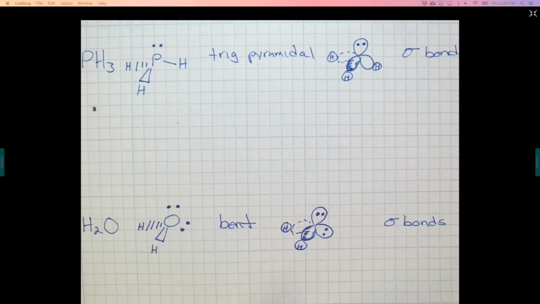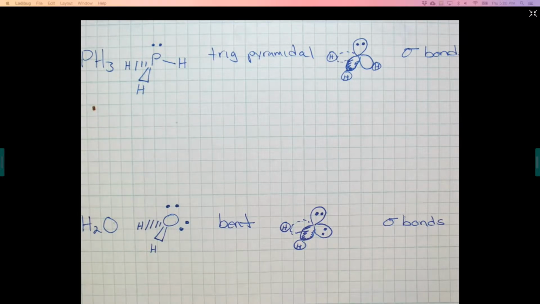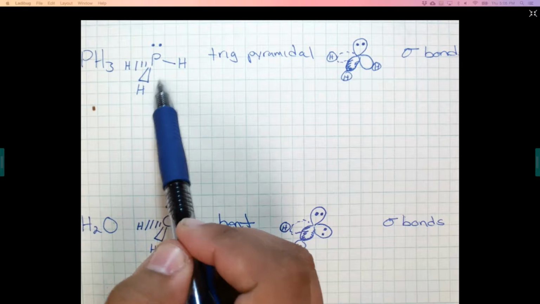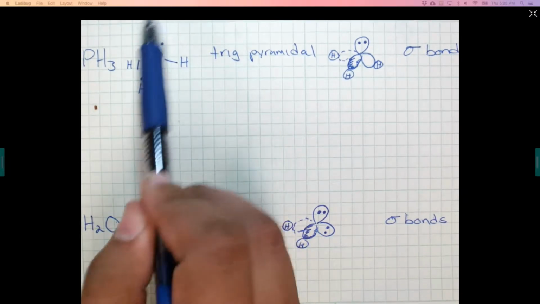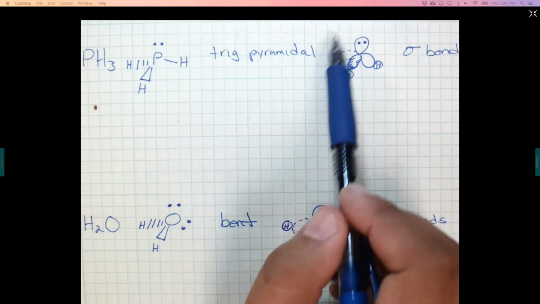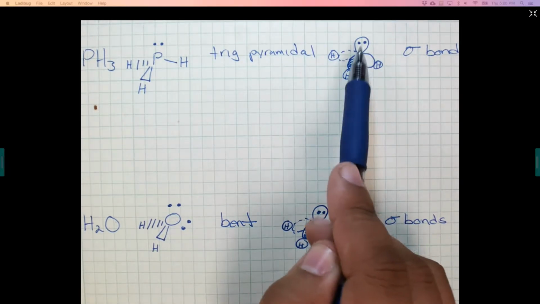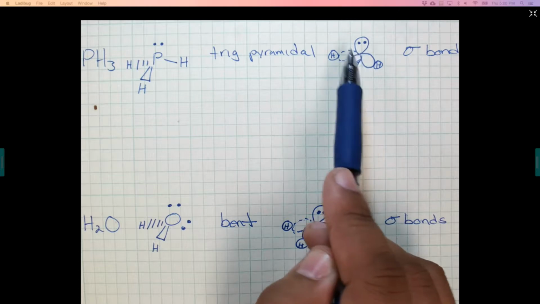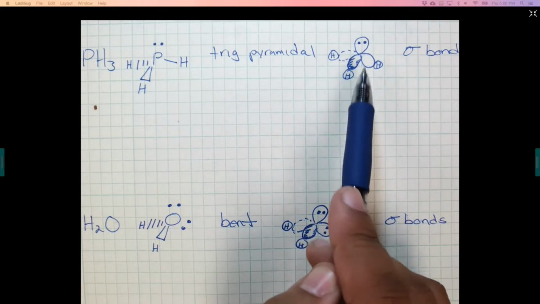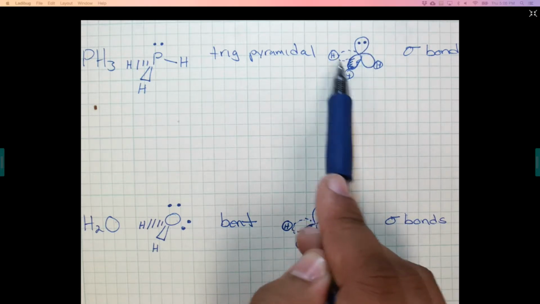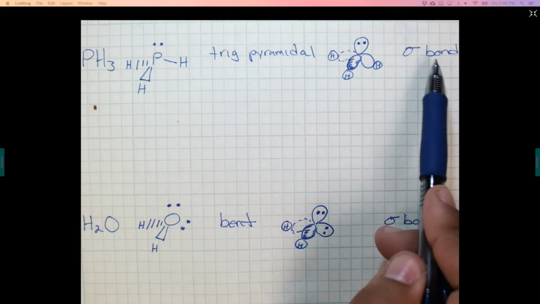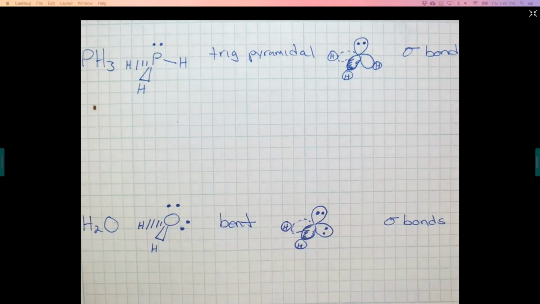Phosphorus trihydride is also sp3, but in this case we have only three bonding domains and one lone pair. Our molecular geometry is trigonal pyramidal, and if we see our drawing, we have one lobe of our sp3 hybridization containing a lone pair, and the other three containing a sigma bond to each of these three hydrogens.